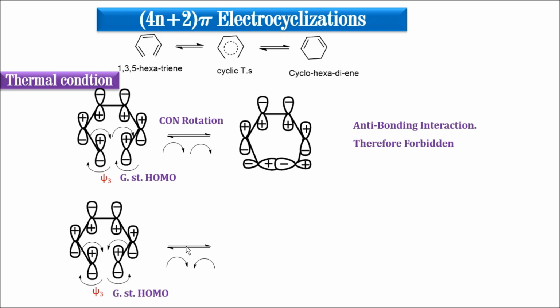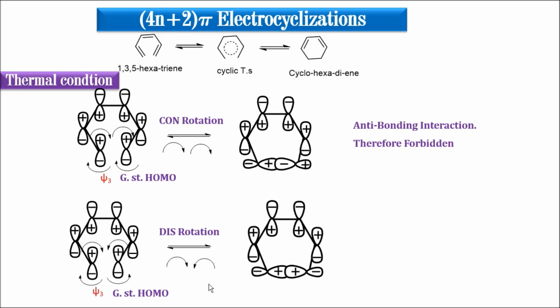So therefore it is called this mode of rotation. Right here you can observe that the plus lobe is rotating towards the right side at this place. Here the plus lobe is again rotating to the left side. So after the rotation we get plus overlapping with plus. This is called bonding interaction. Therefore it is allowed. That means under thermal condition, Con mode is forbidden, this mode is allowed. Con is forbidden, this is allowed.